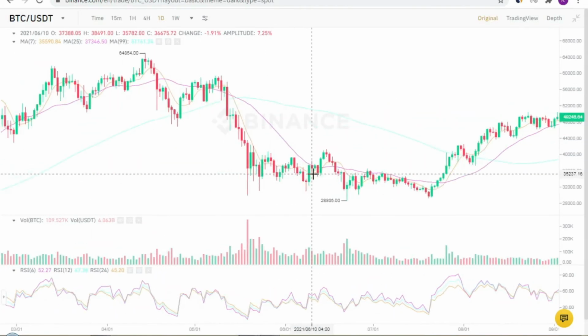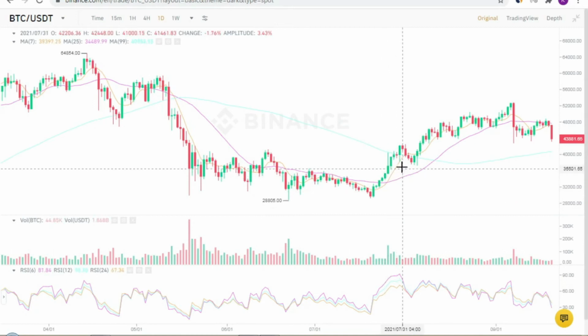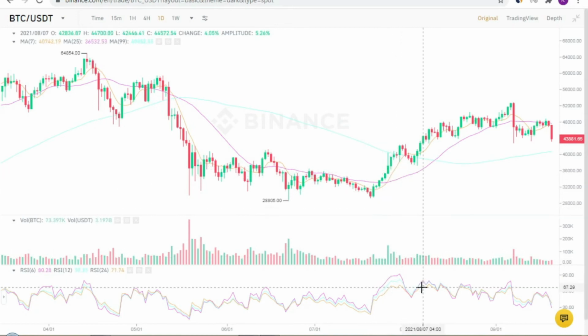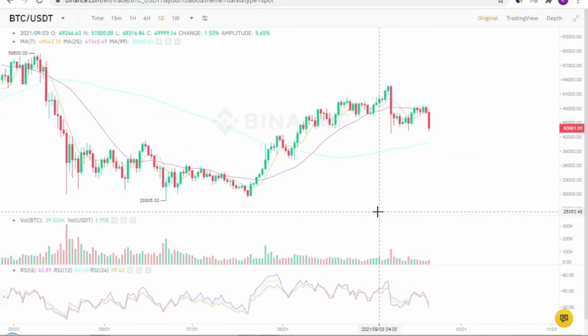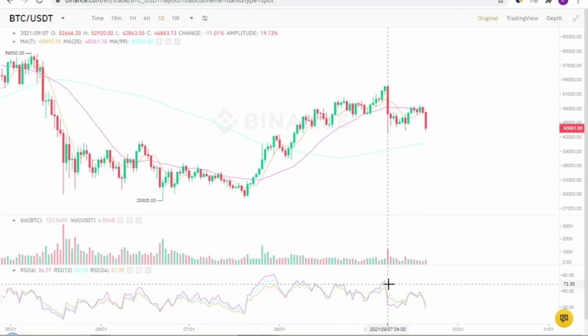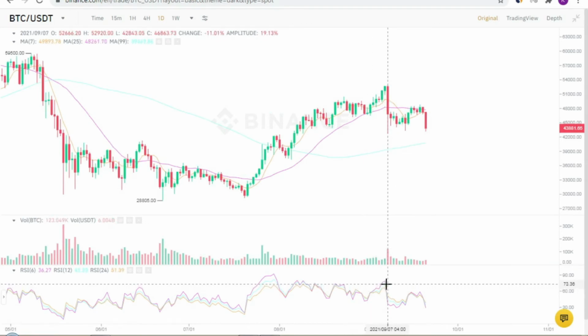You first look at Bitcoin. We have looked at Bitcoin's price. We have looked at these moving averages. We have looked at the volume and how we can use the volume to confirm our trend. We have looked at the RSI, how we can also use it to know when to buy or when to sell. And somewhere here, you see that the price was at 70, was at 75.